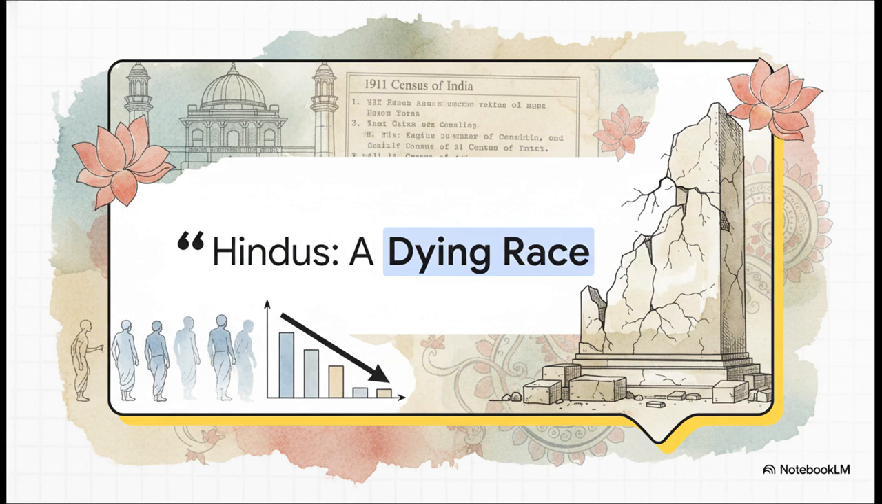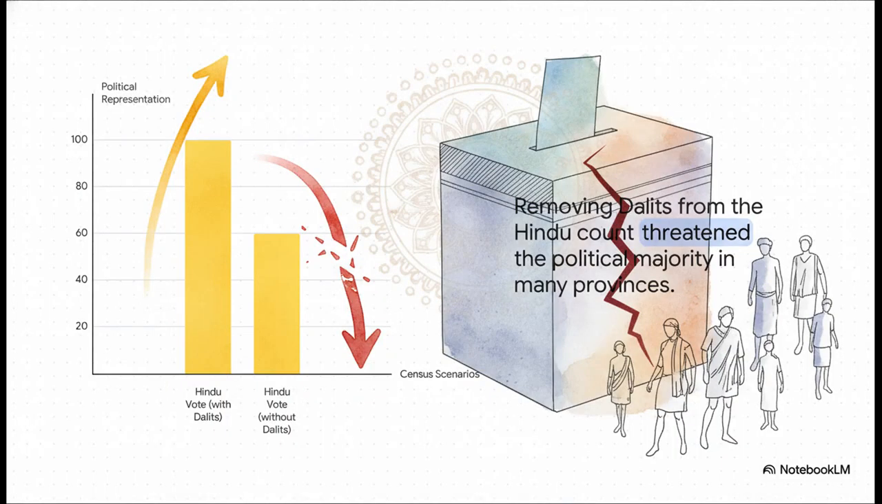If the lower castes weren't counted as Hindu, the community would shrink, it would lose its majority status, and it would basically disappear as a major political force. And this chart just lays out the raw numbers, the political math they were all doing in their heads. Look at the difference. With the Dalit population included, the Hindu community is a clear majority. But take them away, that majority is in serious trouble, and in some big provinces, it might vanish altogether.